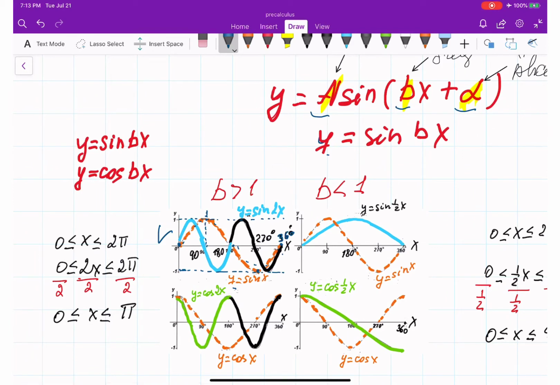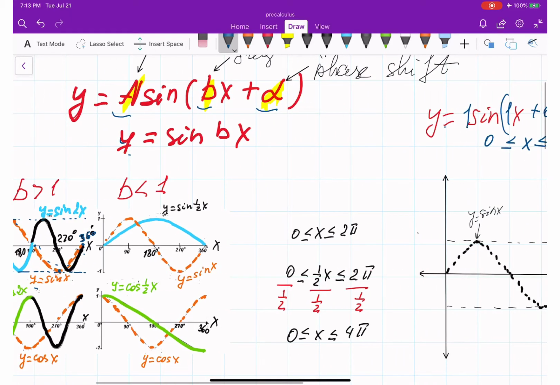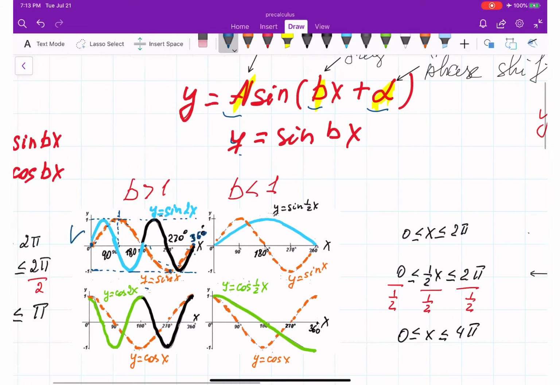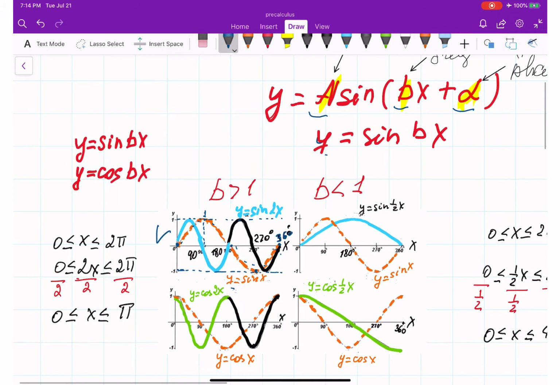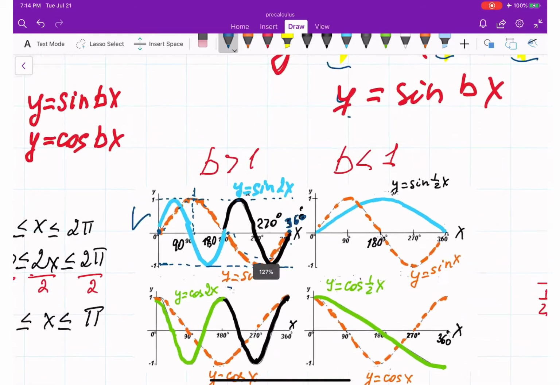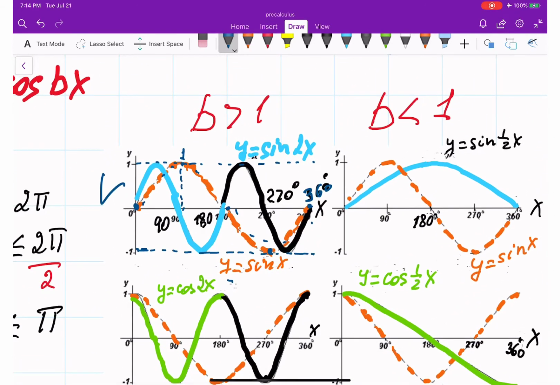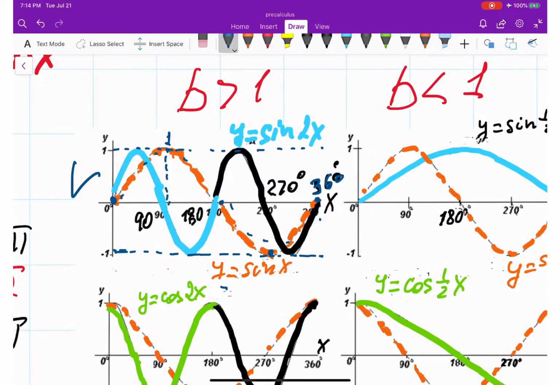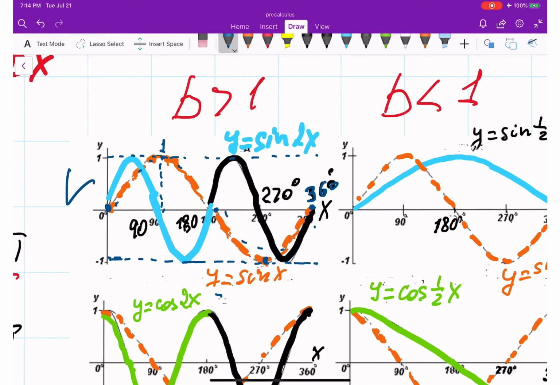Now let's learn how to build sine x with a different frequency. In sine x we have frequency 1. Now let's use a higher frequency that is greater than 1, or a lower frequency that is less than 1. So here we take b greater than 1, taking sine 2x. Blue color here is written sine 2x.